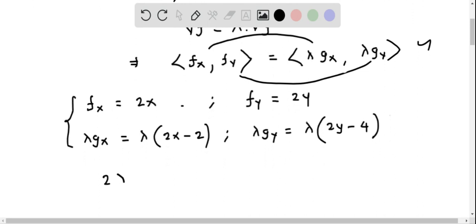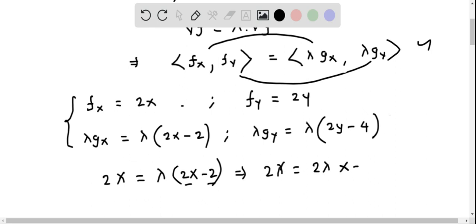That is, this gives us the equation 2x = lambda times (2x − 2). We will get this simplified. So we have 2x equals, I can factor the 2 from this, so this becomes 2 times lambda (x − 1). Now I divide both sides by 2, so I can remove the 2 over here as well as over here. And finally this becomes x = lambda (x − 1).